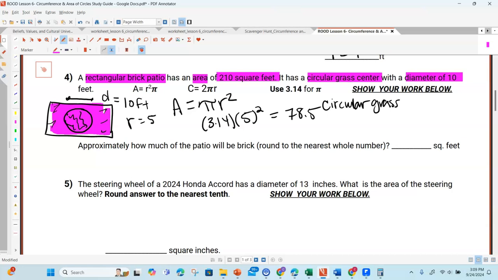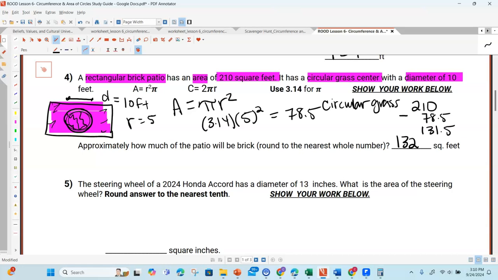All of this pink equals 210 square feet. So 210. And what we need to do is remove the center here. So we need to remove this center piece. So we're going to subtract it. We're taking it out. So 210 minus 78.5 gives us 131.5. Round it to the nearest whole number, and that's going to be 132 square feet.